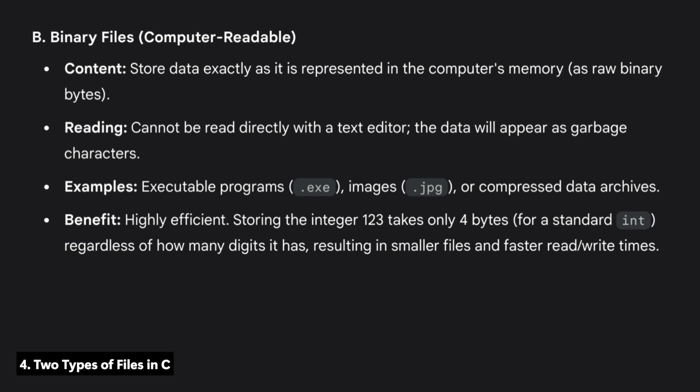Reading: cannot be read directly with a text editor. The data will appear as garbage characters. Examples: executable programs, .exe, images, .jpg, or compressed data archives. Benefit: highly efficient. Storing the integer 123 takes only 4 bytes for a standard integer, regardless of how many digits it has, resulting in smaller files and faster read-write times.